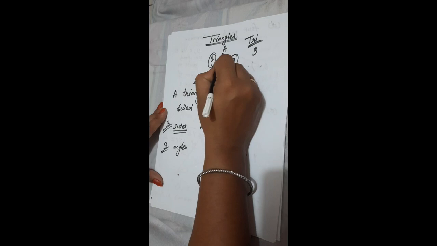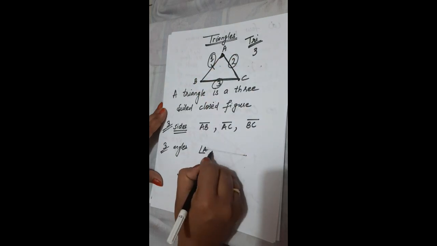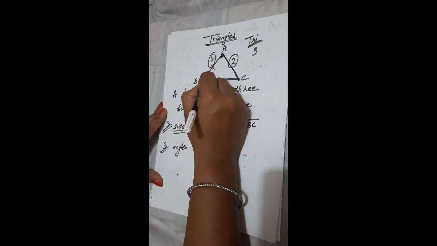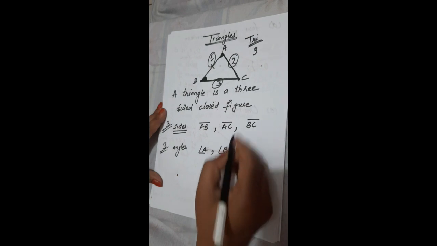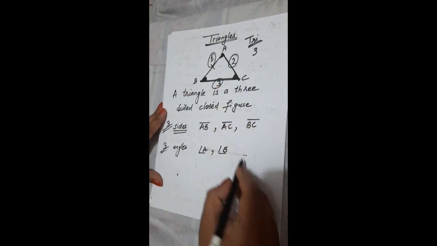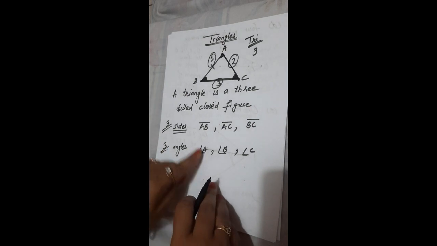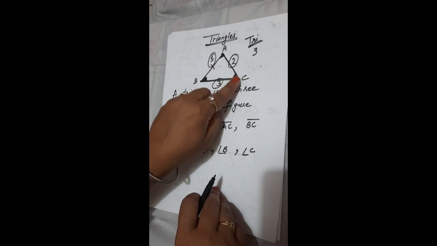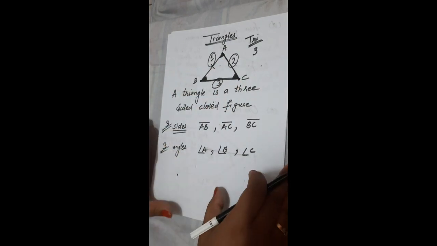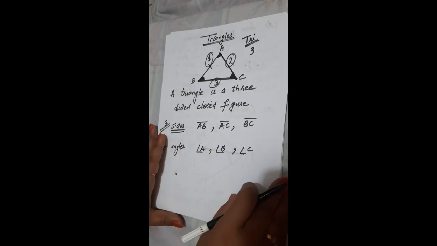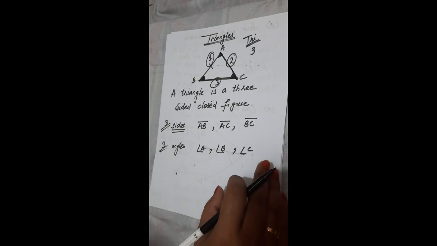How? This angle A, then we have this angle B, and then we have this angle C. And as we did in the previous exercise, we can also write A like BAC. So you can write it in any way, it's up to you. So this is all with triangles.